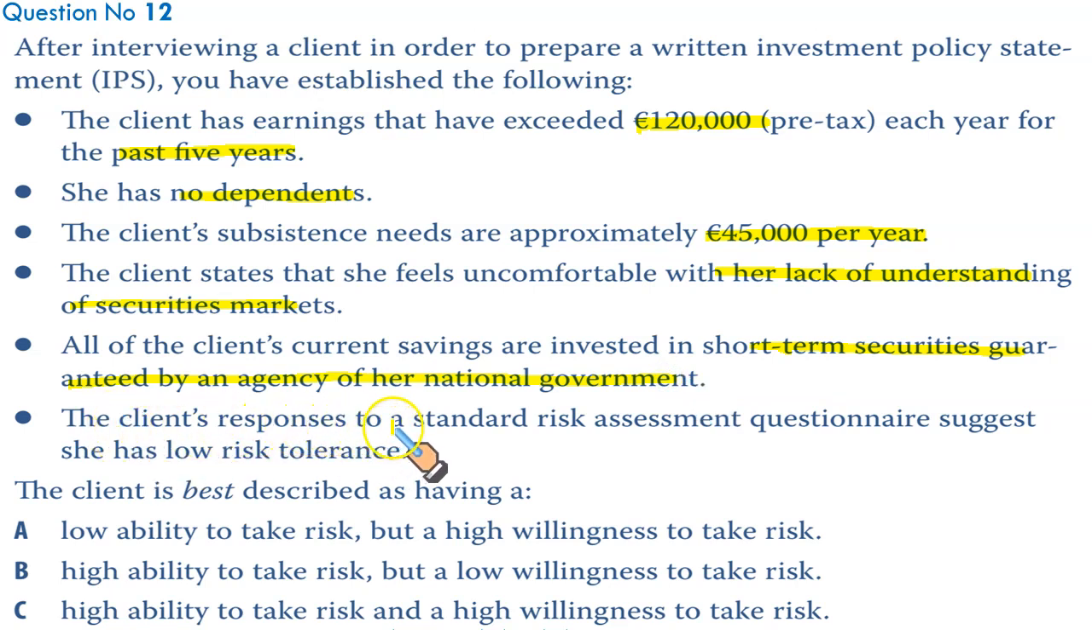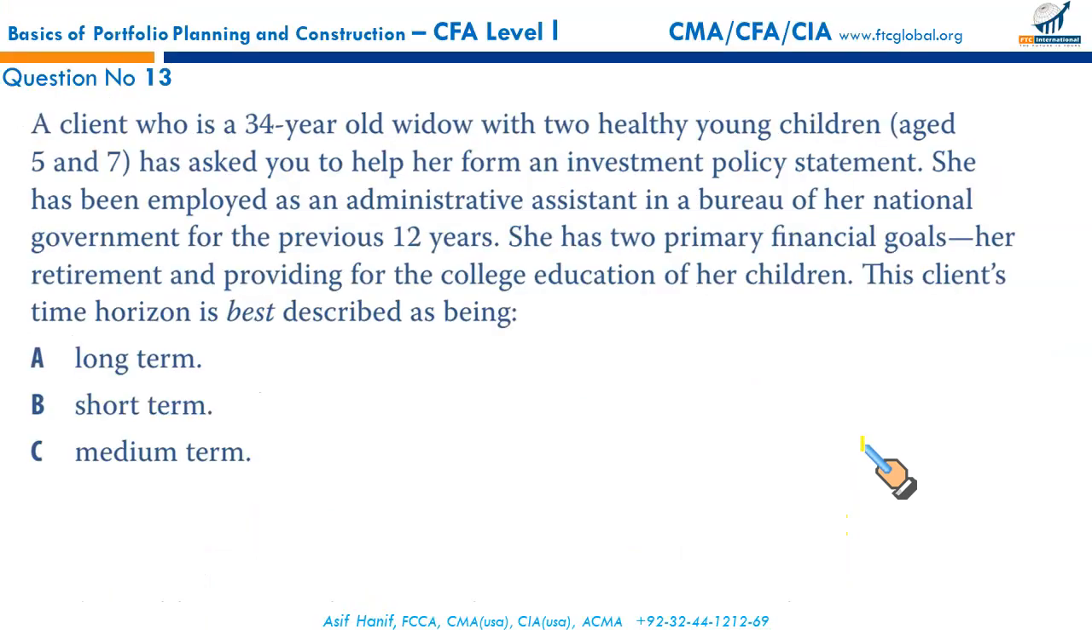The client's responses to the standard risk assessment questionnaire suggest that she has low risk tolerance, as shown by her investment. The client is best described as having a low ability to take risk. Wrong. She has significant cash surplus or savings, but a high willingness to take risk? Not a willingness. She's not a risk seeker. She has low risk tolerance. A is incorrect. High ability to take risk, she has deeper pockets, but low willingness to take risk, as shown by the risk assessment questionnaire that showed that she has low risk tolerance. Look no further. B is the right answer.